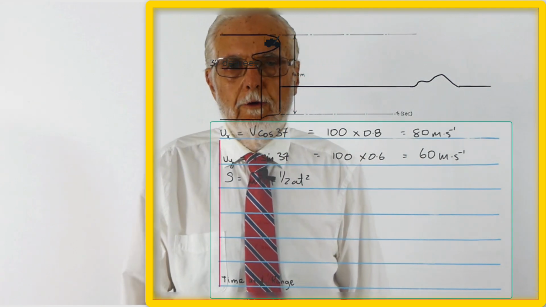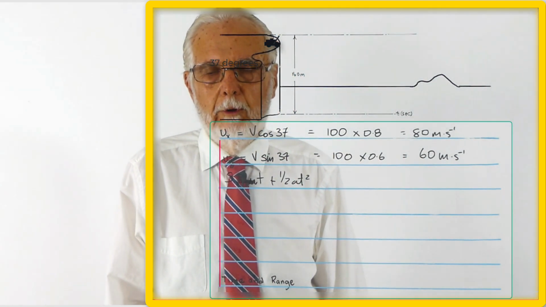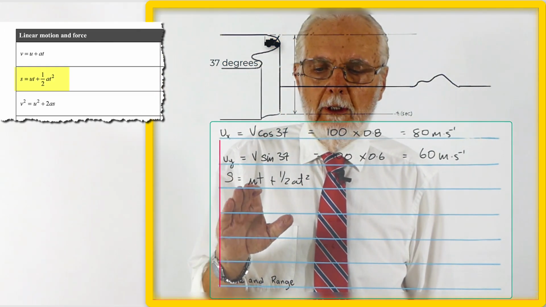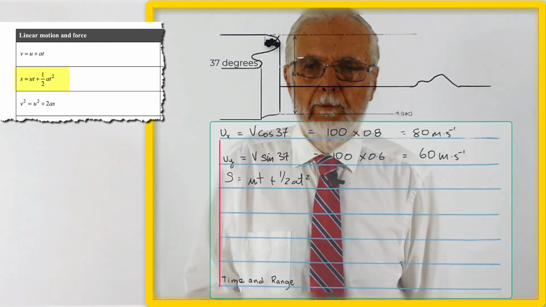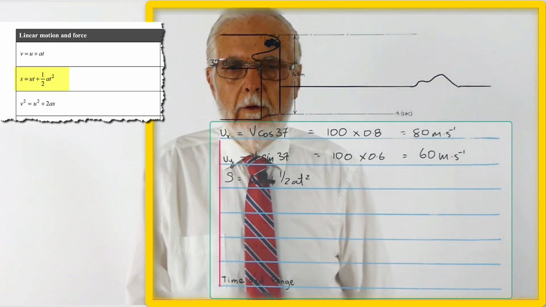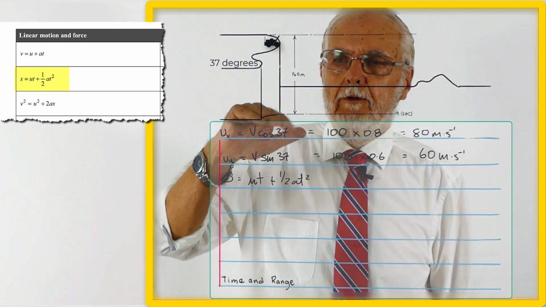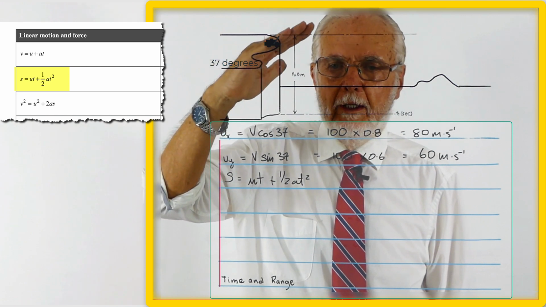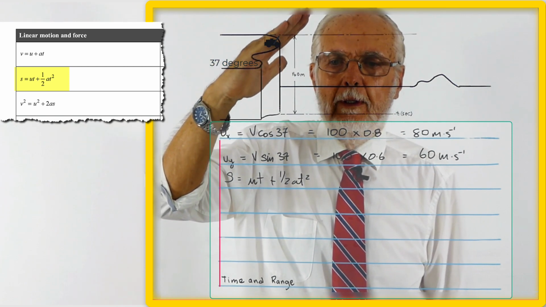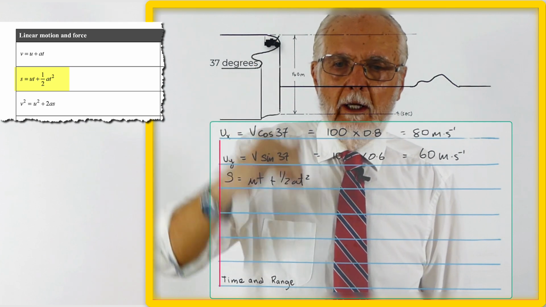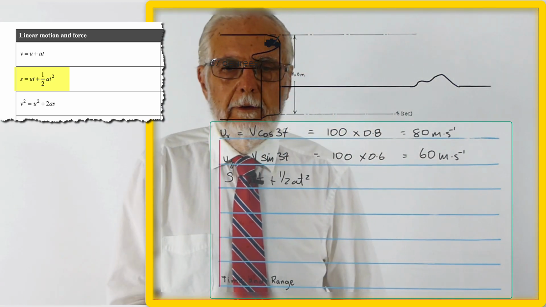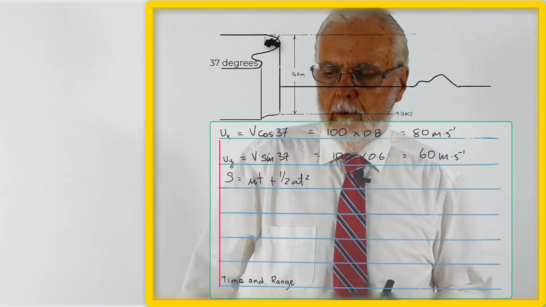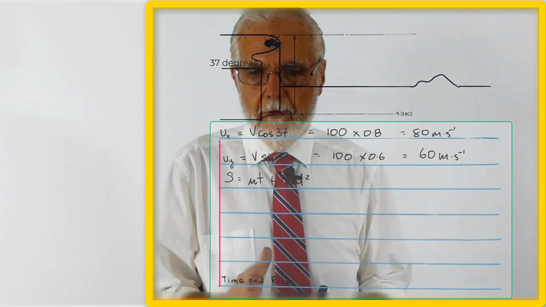This time we'll introduce launch height into the problem and examine the use of the equation S is equal to ut plus a half at squared. So we have a problem where there's a cliff 140 metres high. We have an angle of elevation of the weapon at 37 degrees and the muzzle velocity of 100 metres a second. And we'd like to find the time and the range.